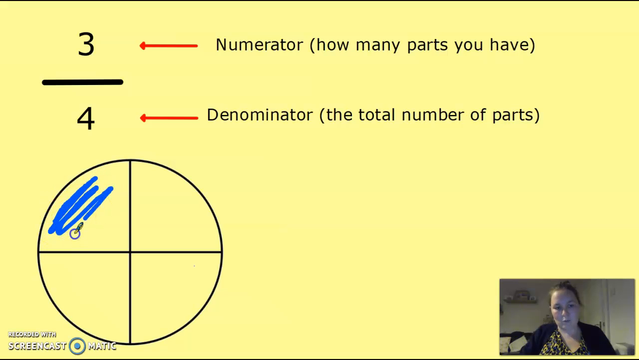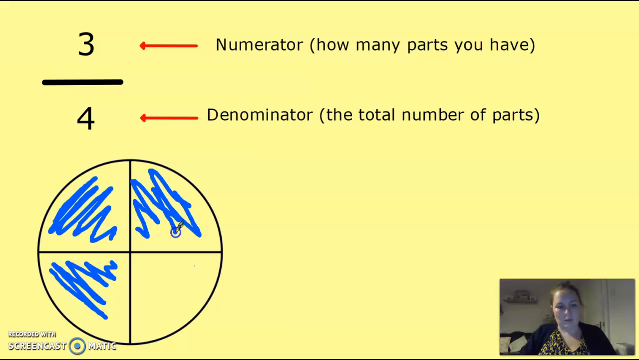So I would shade 1, 2, 3, and that would show those are 3/4. So that's less than the whole shape, but this much of it is 3/4.